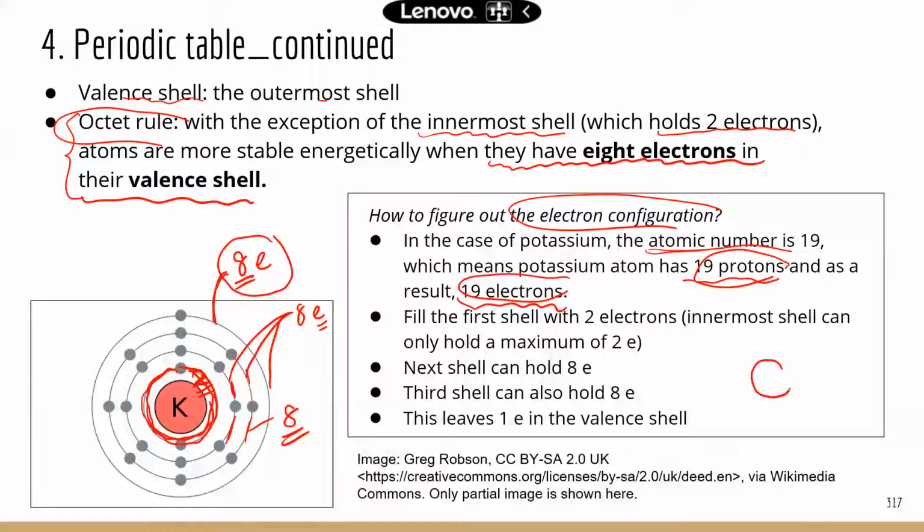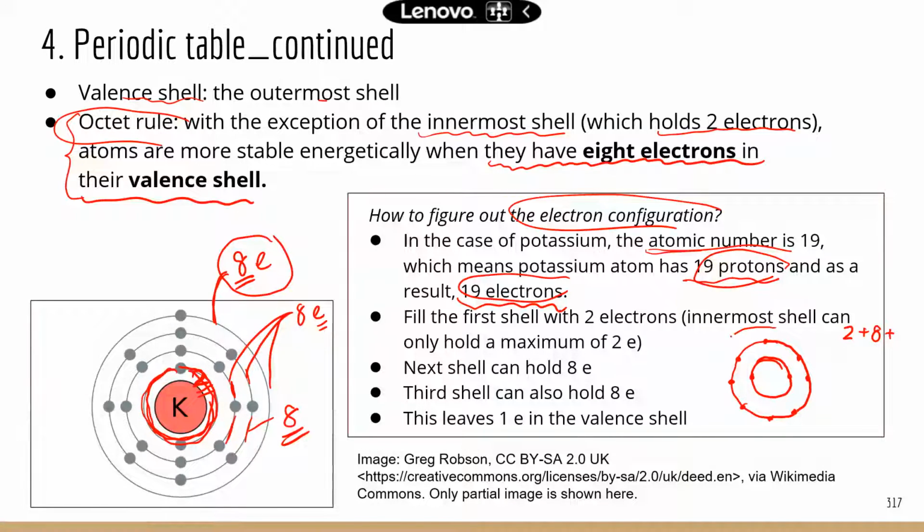Let's do the innermost shell. Innermost shell can hold up to 2, right? So if you have more than 2 electrons, you can put 2 in the innermost shell. It will get to that maximum capacity. Now let's fill out the next shell. Next shell can hold up to 8, right? So if you have 8 available for this shell, it will definitely hold 8 electrons. Okay, so now we have 2 electrons plus 8.